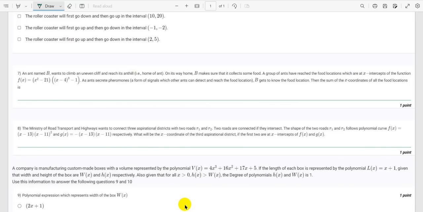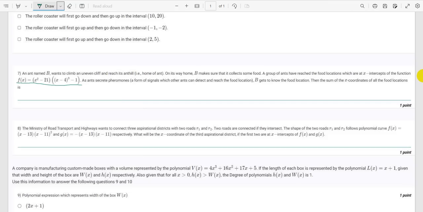An ant named B wants to climb an uneven cliff and reach its ant hill. On its way home, B makes sure that it collects some food. A group of ants have reached the food locations, which are at the x-intercepts of the function f(x).